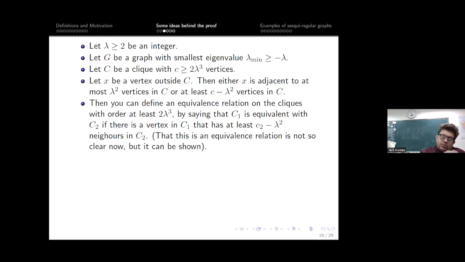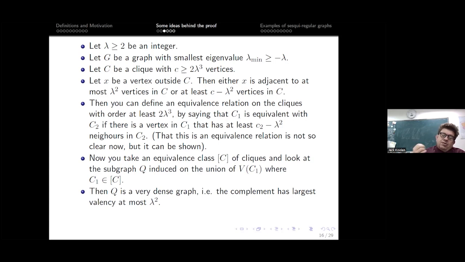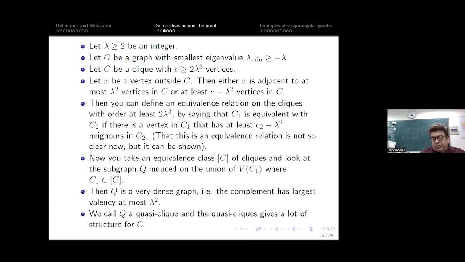You need that the cliques are large enough. Now you take an equivalence class of cliques and look at the subgraph induced on the union of the C_i, where C_i runs over all the cliques in your equivalence class. Then it can be shown that this is a very dense graph. That means that the complement has valency at most lambda squared. So this is quite a very dense graph. We call it a quasi-clique, which is close to a clique, but it is not exactly a clique. And those quasi-cliques give you tools to study the structure.